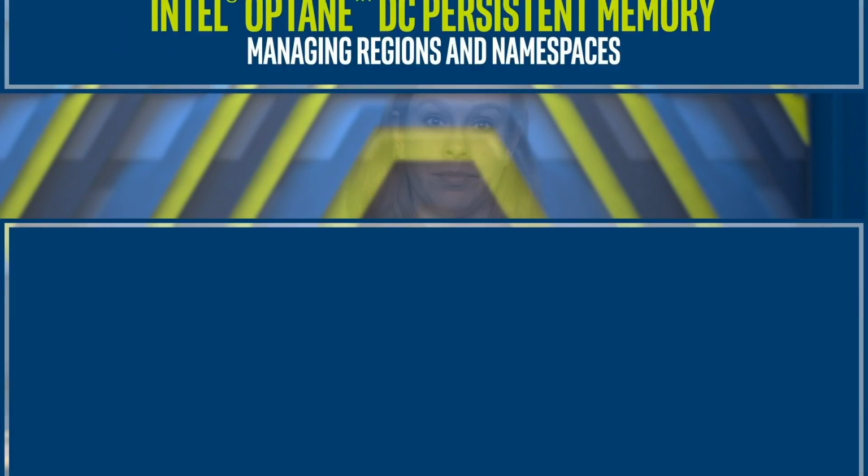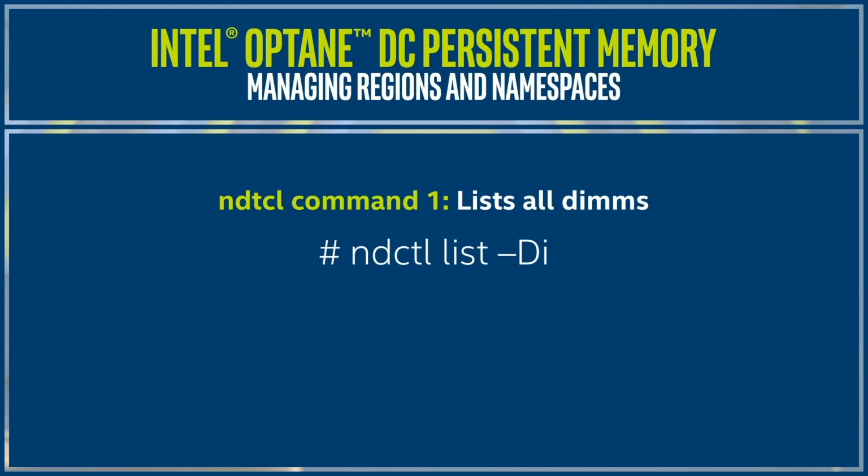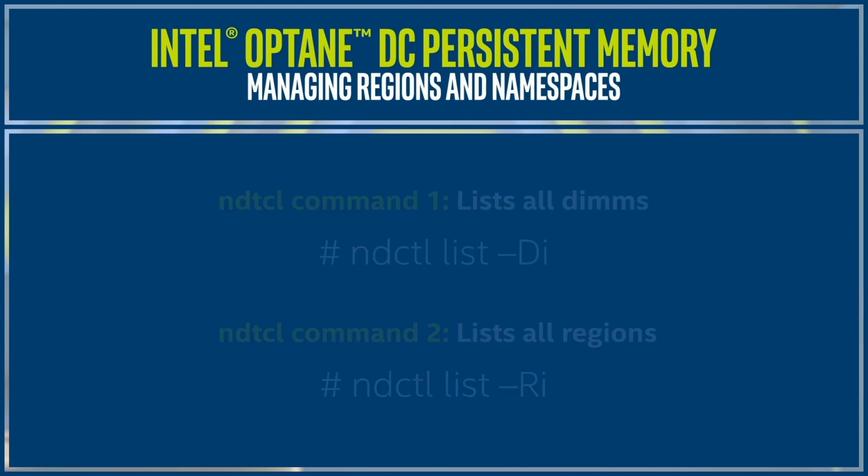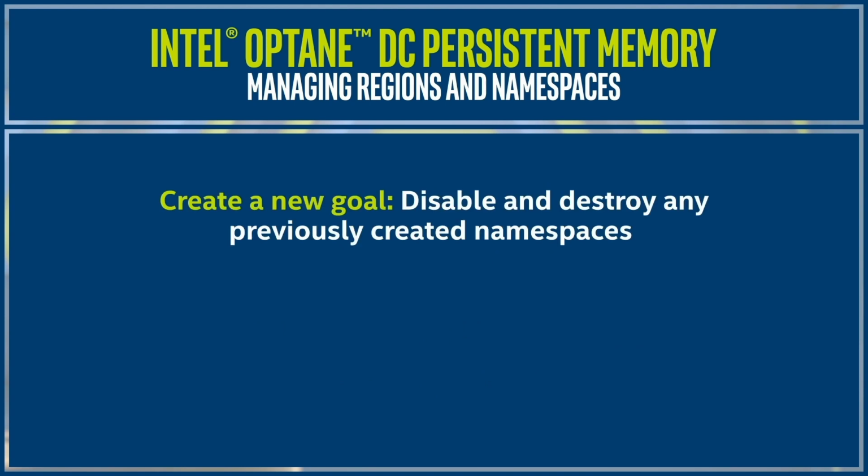Additionally, the following NDCTL commands may come in handy when managing your regions and namespaces. The first one lists all DIMMs. By default, NDCTL only lists enabled or active DIMMs, regions, and namespaces. Adding the -i flag shows both enabled and disabled devices. Similarly, the second command is used to list all regions. If you want to create a new goal, you must first disable and destroy any previously created namespaces by using the following 2 commands.